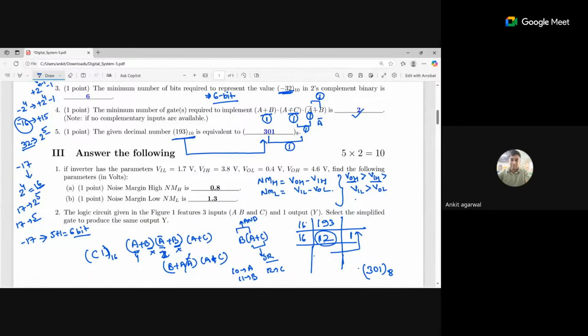Okay. Now all the parameters are given. So VOH is 4.6, VIH is 3.8, so noise margin high is 0.8. Then VIL is 1.7, VOL is 0.7, so noise margin low is 1.